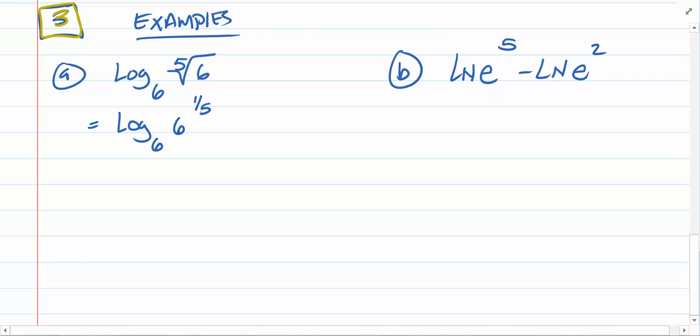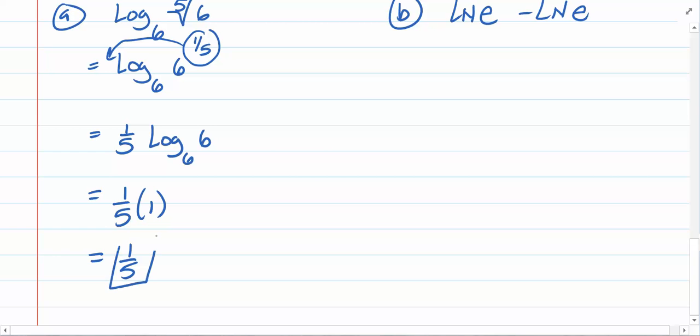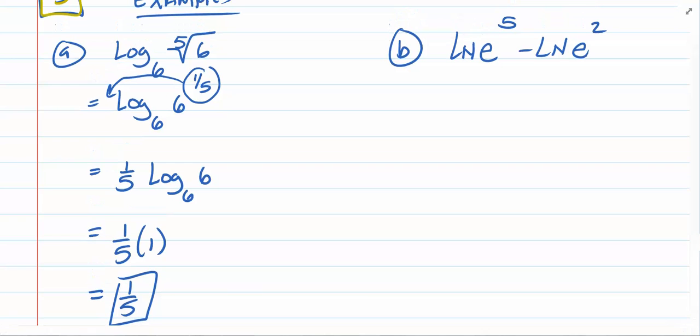So now I have a power rule, yeah? That power rule means that this 1/5 is allowed to come down in front. So I have 1/5 times log base 6 of 6. What's log base 6 of 6? 1. It's just 1, right? We know that one from before. So that means that this is equal to 1/5 times 1, or just simply 1/5. What do you think? Easy, medium, or hard? Easy, right? I think so too.